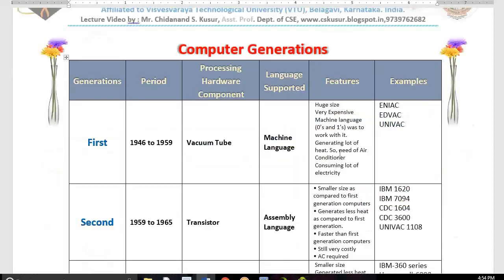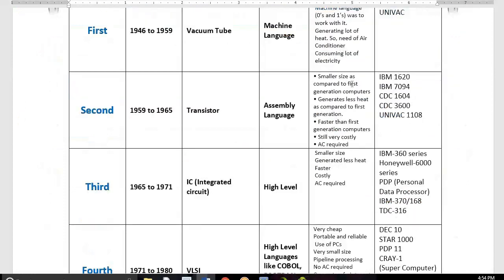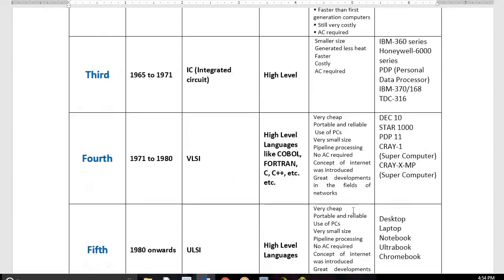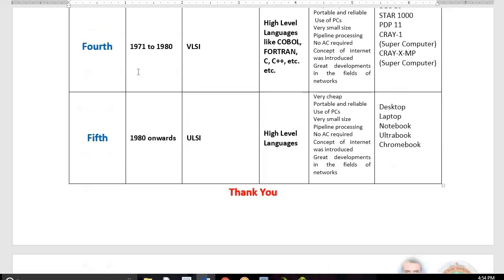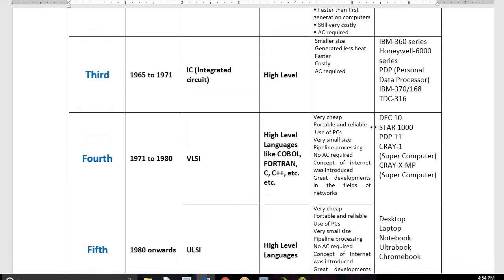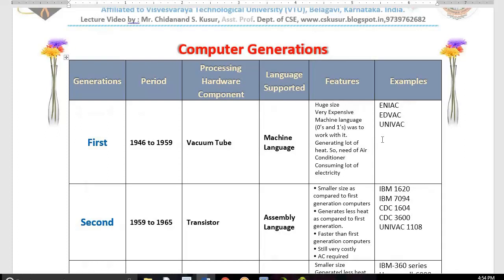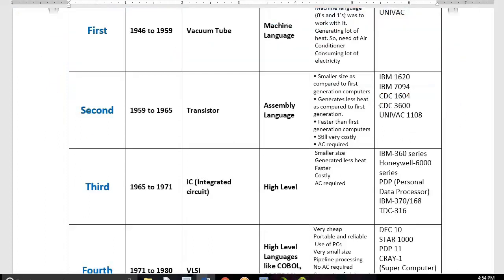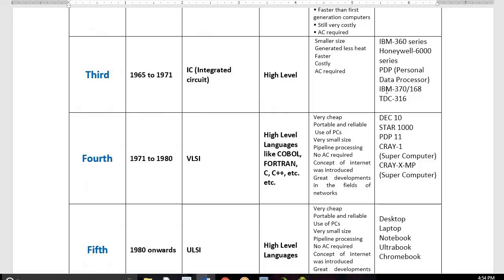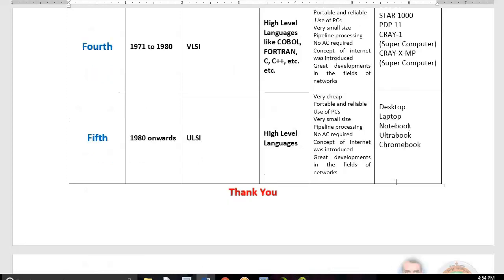And you can write the features in your own way, no problem at all. Size, very expensive, machine language, lot of heat, and AC required, smaller size. Once you write the first one, you just go on improving the features. Evaluators will read it, but once you write quality points, they will not read the entire answer. You may get good marks. No need to worry about that. But always we need to write the truth, reality, in the examination on paper. Give examples: ENIAC, EDVAC, UNIVAC, and so on. You can make some abbreviations and remember: DC, PDP11, CRAY-XMP, desktop, laptop, and so on.